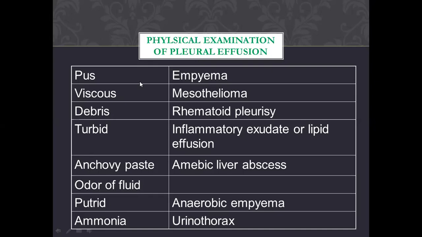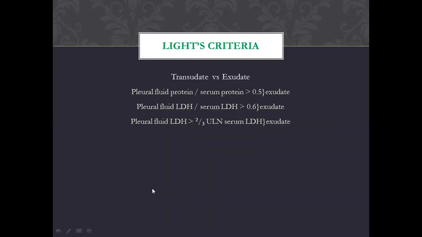Similarly, pus, as I have told you, when there is pus it's called empyema, and it is viscous in case of mesothelioma. When there is debris, it shows rheumatoid pleurisy. Turbid shows an inflammatory exudate or chylothorax. Anchovy paste shows a liver abscess. And as for the color and odor of the fluid, putrid fluid shows, again, anaerobic empyema. So these are the physical findings on physical examination of the pleural fluid.